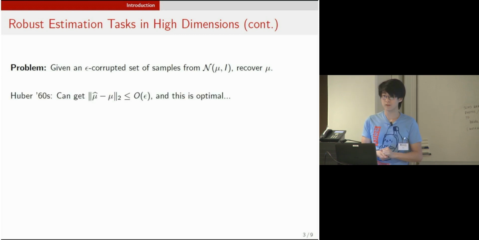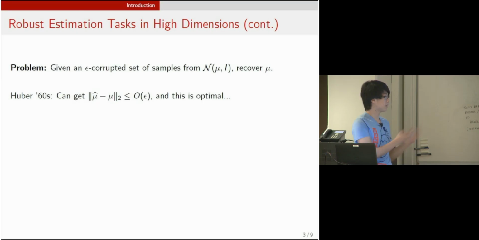So this was introduced by Huber in the 60s, and it was a foundational question in the field of robust statistics. And what he showed is an estimator mu hat which gets L2 error to mu of roughly O of epsilon. And this rate is optimal, it turns out. You can't do better. Unfortunately, his algorithm is very inefficient. It runs in exponential time.